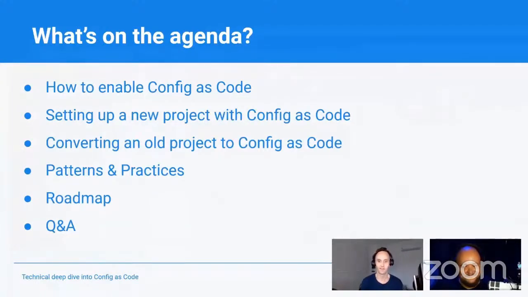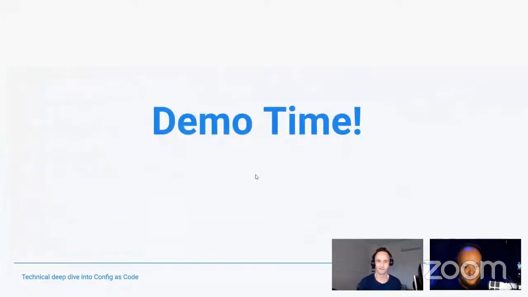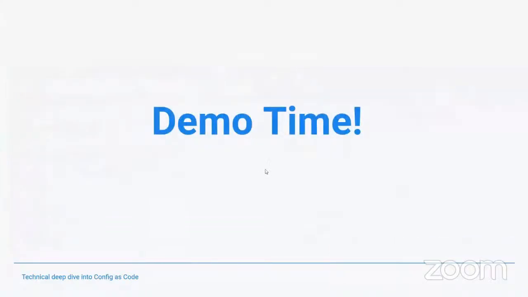We're going to have a look at setting up a new project. We're going to have a look at converting an existing project. We're going to go through some of the key workflows that it unlocks. We're going to talk a little bit about a few of the patterns and practices we've seen already, a little bit about the future roadmap, and then a few questions. That's it. So let's jump in.